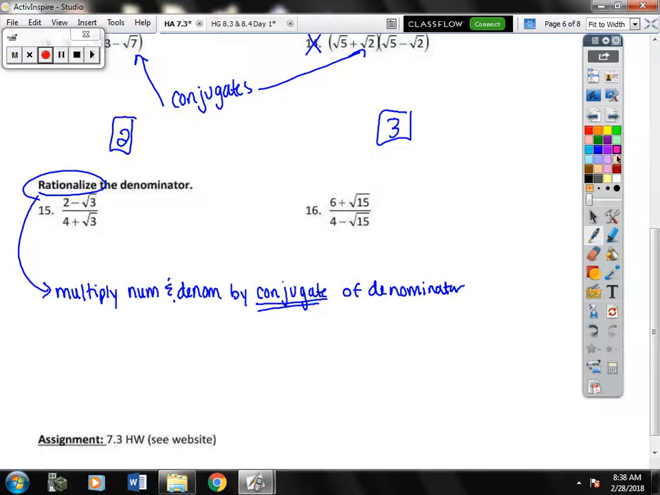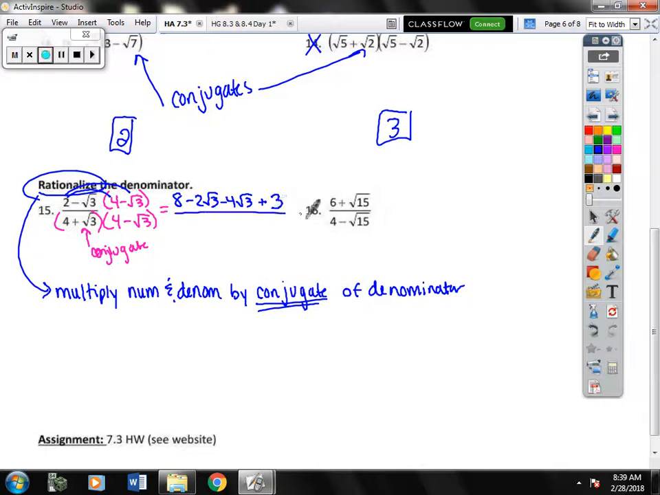So for number 15, I'm going to take the conjugate of this, which would be 4 minus the square root of 3. Whatever you do to the denominator, you do to the numerator. And then you have to FOIL both the top and the bottom. So in the numerator, I'll get 2 times 4 is 8, minus 2 root 3, minus 4 root 3. Then the 2 negatives are going to make a positive. 3 times 3 is 9, square root of 9 gets me back down to 3.